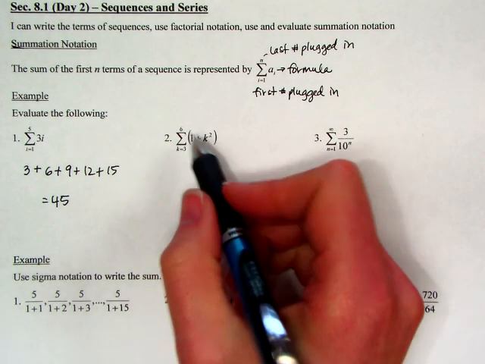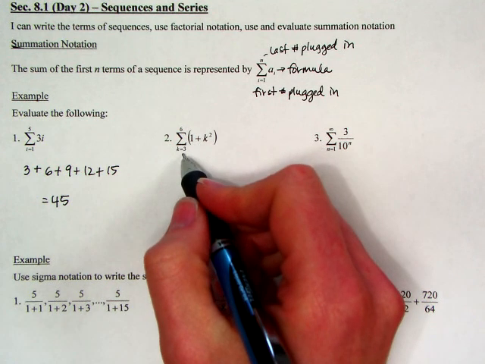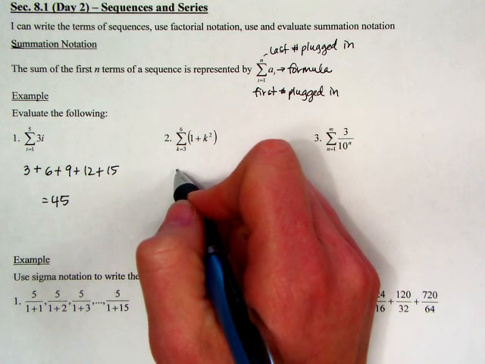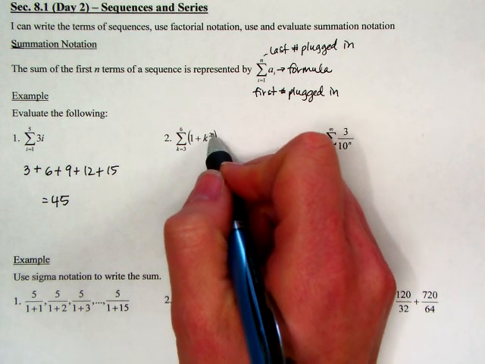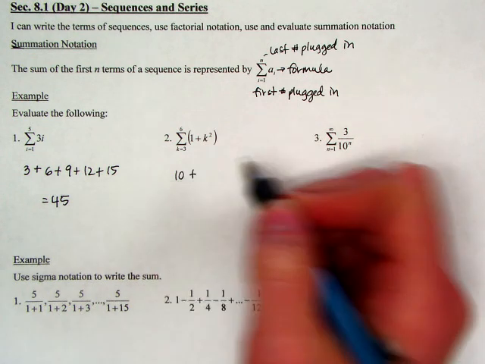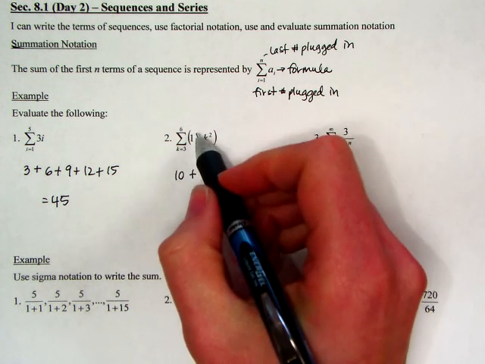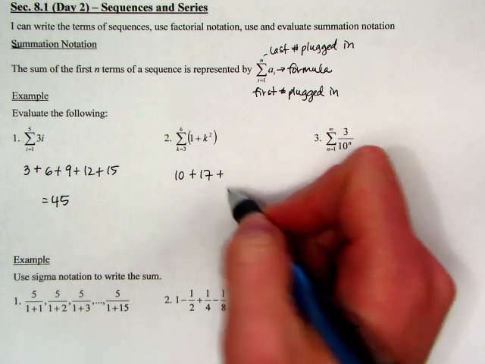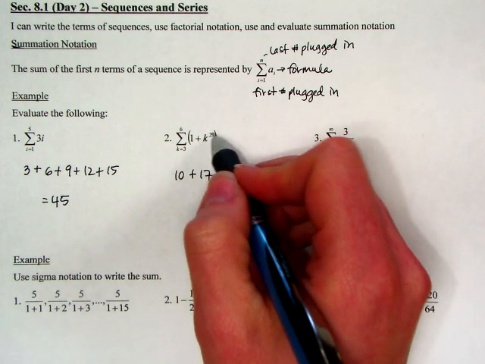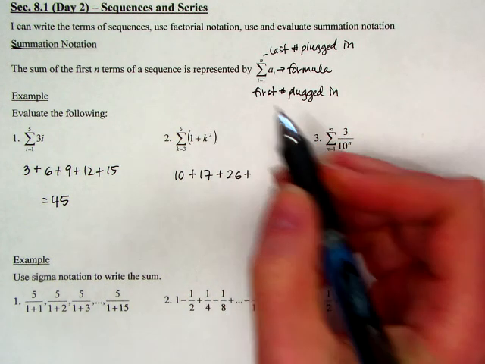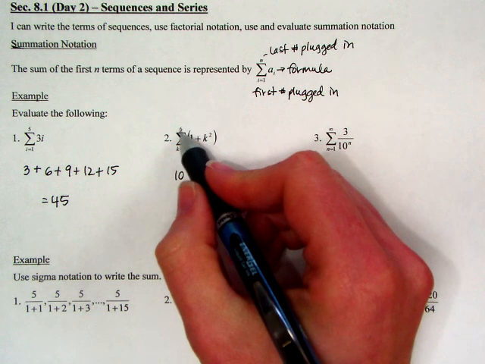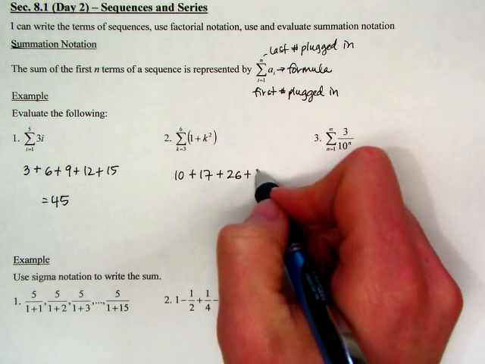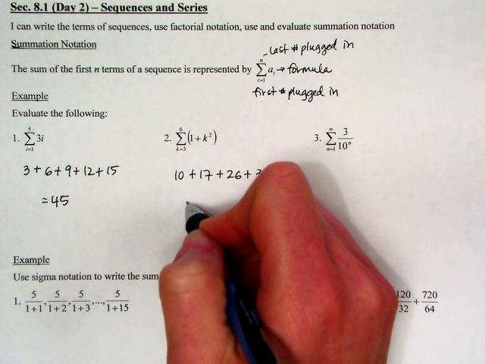The next one, same concept. This one's starting at 3, though. So the first number I'm going to put in is a 3. I'm going to have 1 plus 3 squared, which is 10. And then I'm going to put in a 4. So 1 plus 4 squared, which is 17. 1 plus 5 squared, which is 26. And 1 plus 6 squared, that's my last one, is 37. Adding that all together, I'm going to get 90.